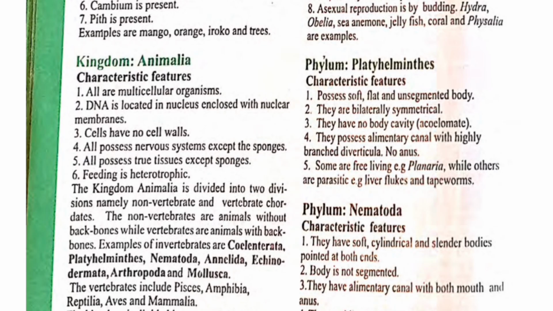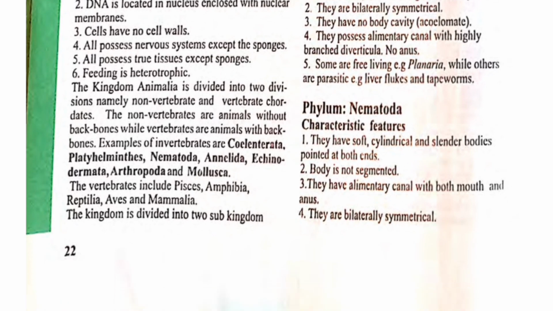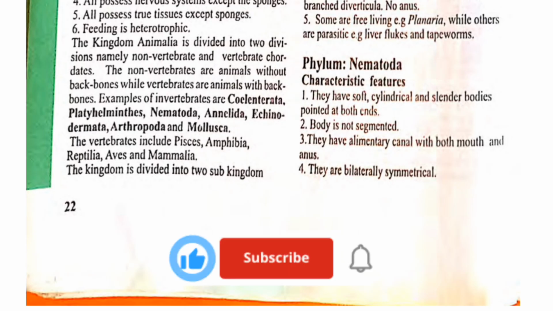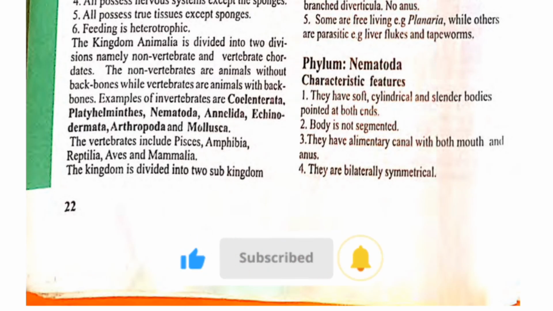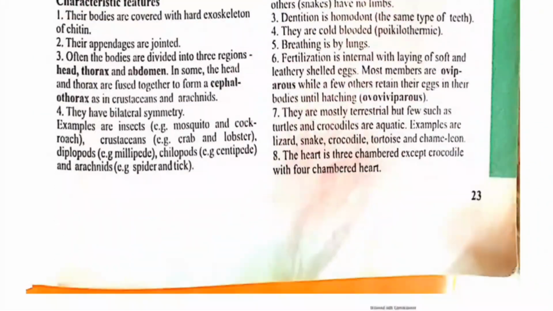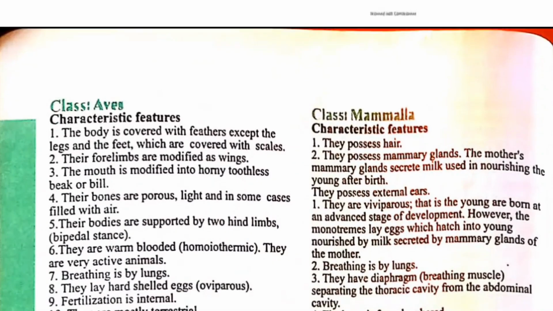Examples include Coelenterata, Platyhelminths, Nematoda, Annelida, Echinodermata, Arthropoda, and Mollusca. We've talked about all this in the old system of classification. So I will drop the link, you go there and watch it. Alright, let's move to the ending.